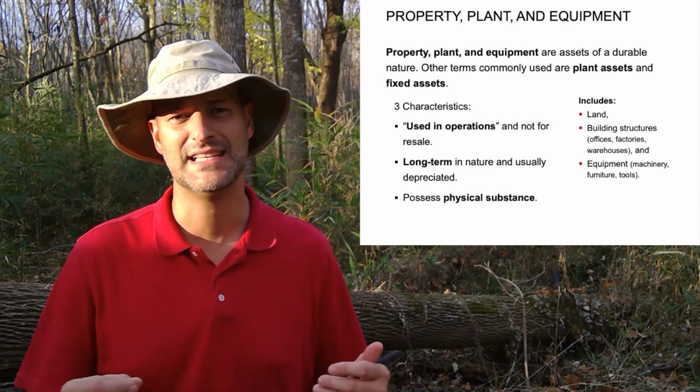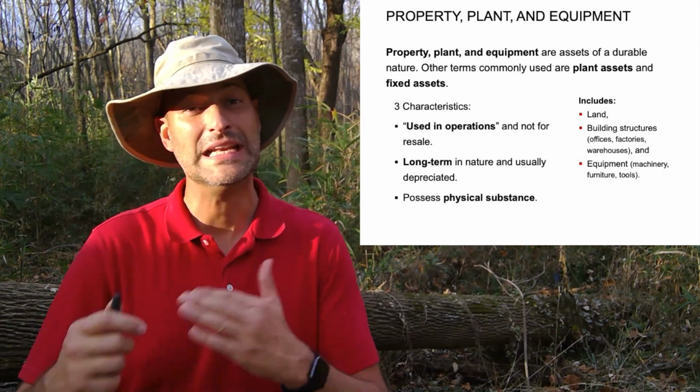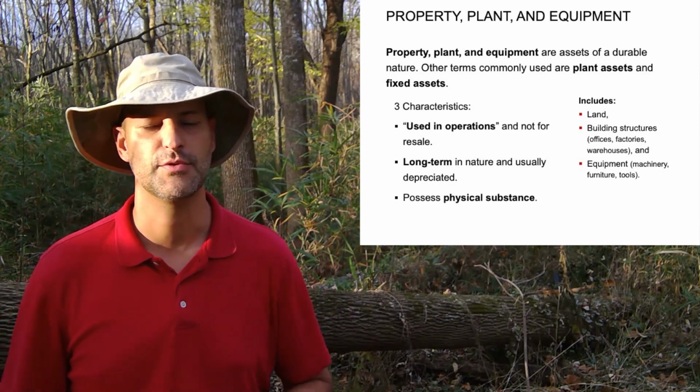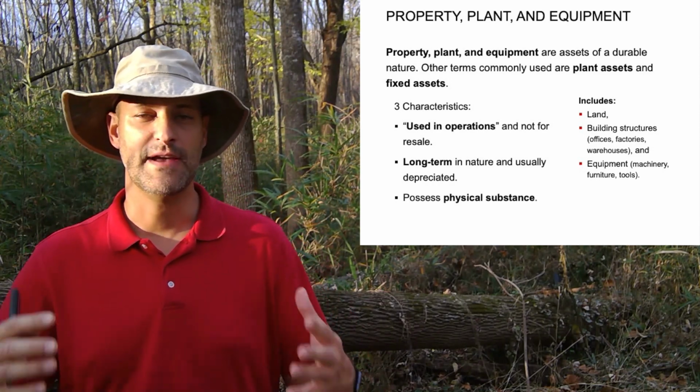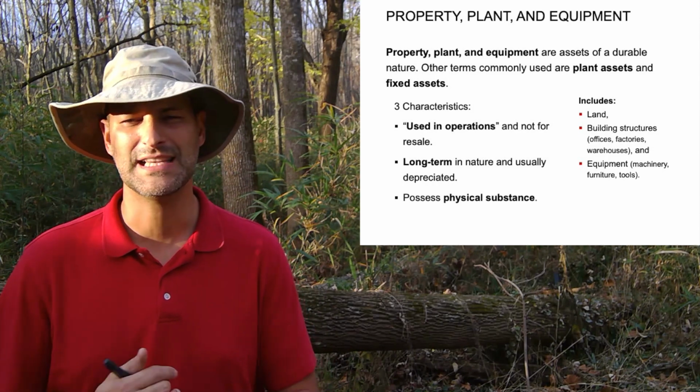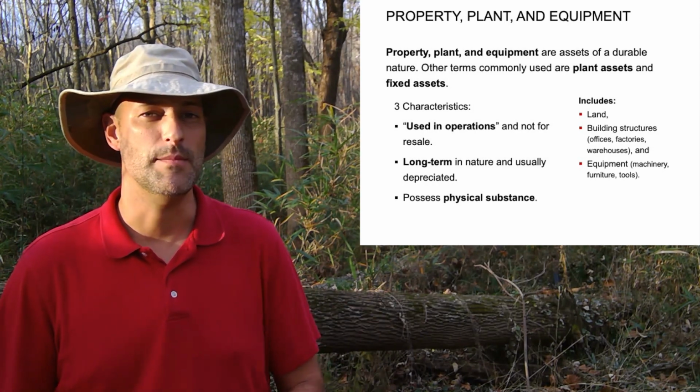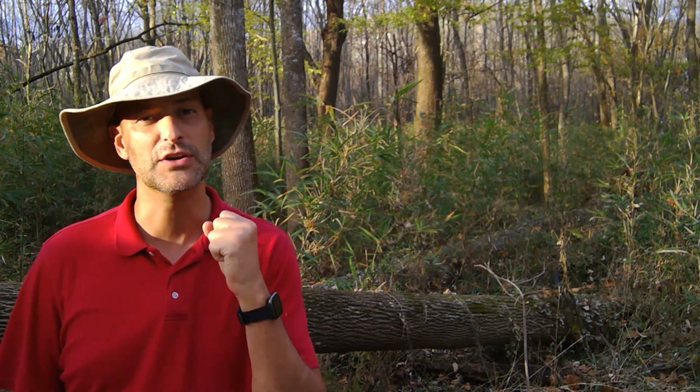And then lastly, it has to have some physical substance. These aren't intangibles. Intangibles have an entirely different set of accounting standards and accounting pronouncements. These have physical substance. Some examples are land, structures and buildings, and then equipment. Those are the biggest areas that we'll see. And for the most part, a lot of the accounting, especially the acquisition accounting, is very similar across those items.